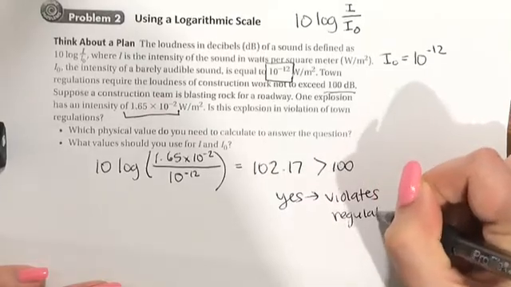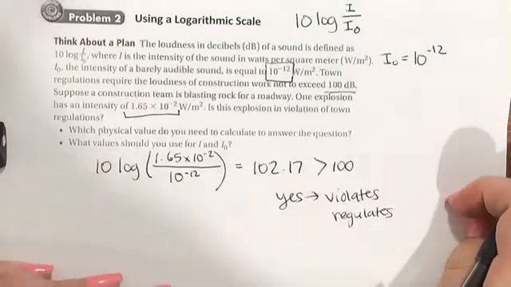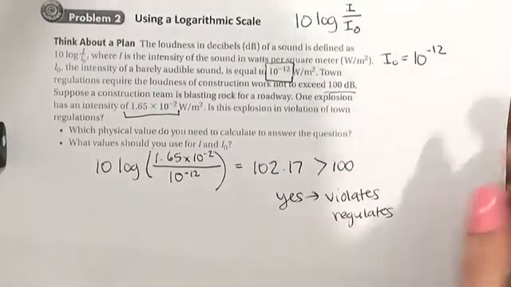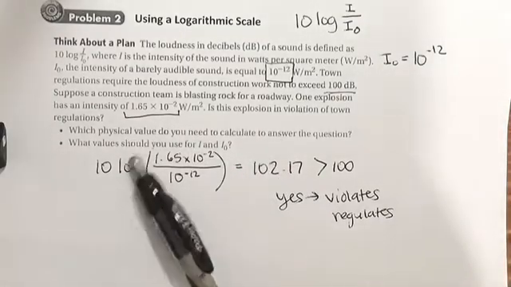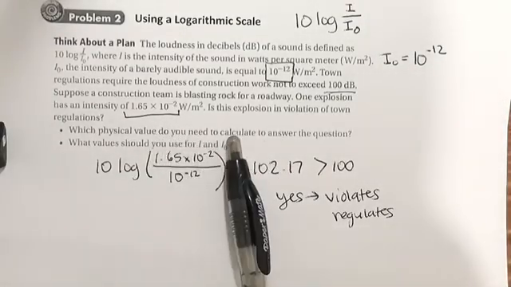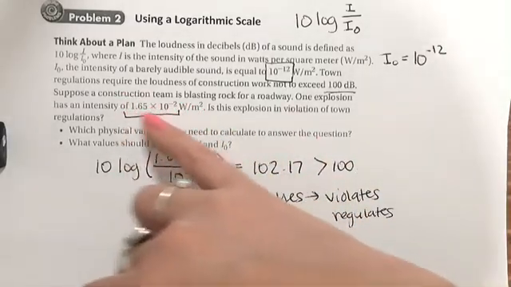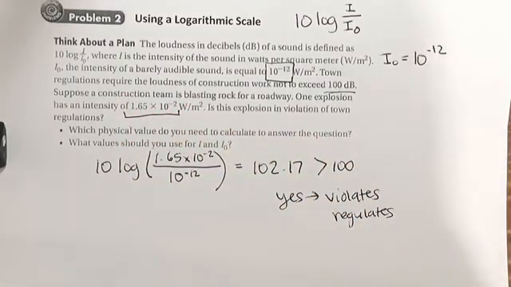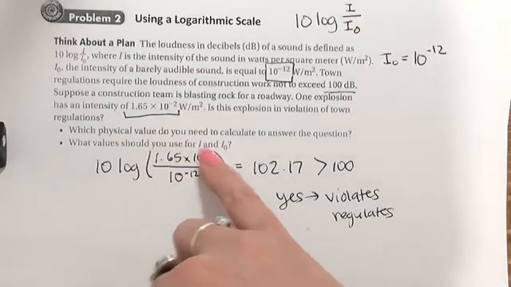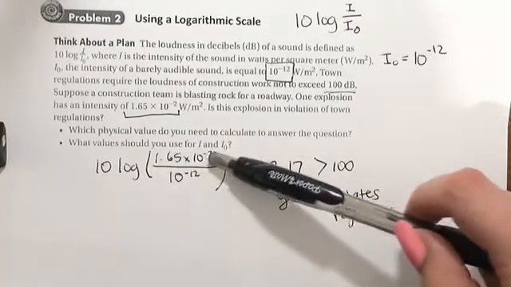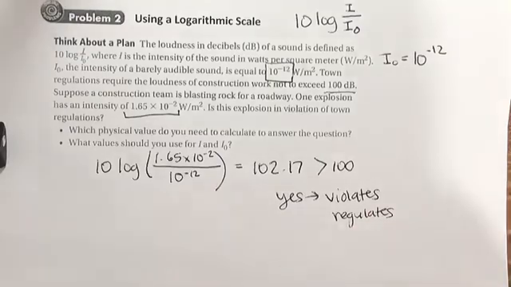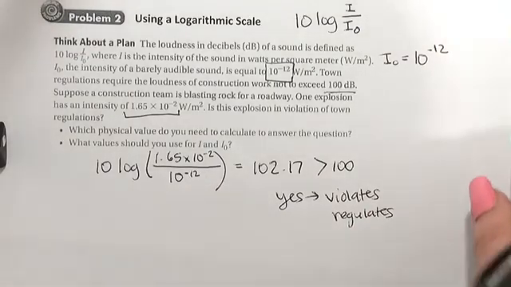So those ones aren't too bad either. Just kind of plug and chug with them. Sometimes on the problems they will ask these little things like, which physical value do you need to know to answer the question? We needed to know what the intensity was of the blast, and then what value should you use for I and I naught? Well, I was the intensity of the blast. I naught is that 10 to the negative 12. That doesn't change. So pretty straightforward questions on those as well.